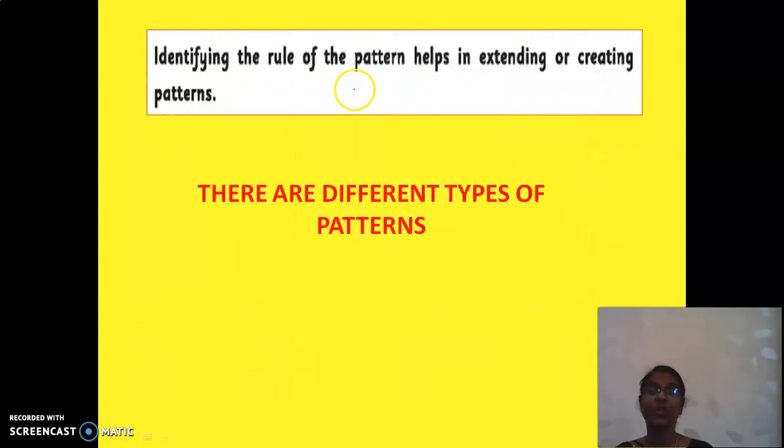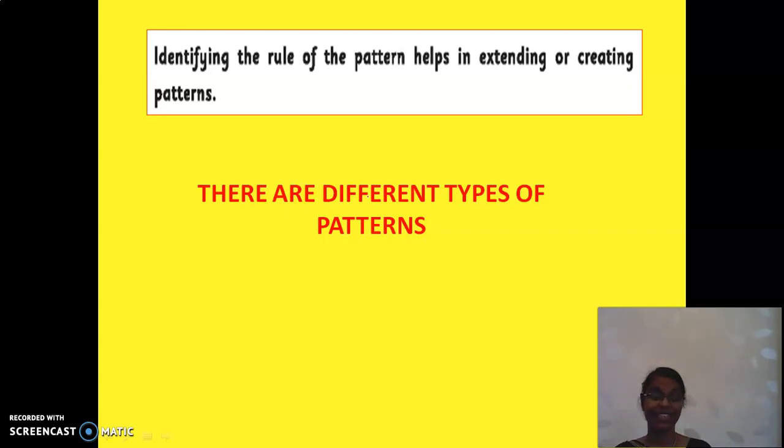Identifying the rule of a pattern helps in extending. Extending means getting larger. If you take sweaters, woolen cloths, a scarf, rangolis, flowers, even building blocks, you can have patterns with colors and shapes. Or you can even create a pattern by yourself with the help of many objects. There are different types of patterns too. Already I have told you, look around you, observe what patterns are present and list them out. Have you all listed them out? What are the things you have found?